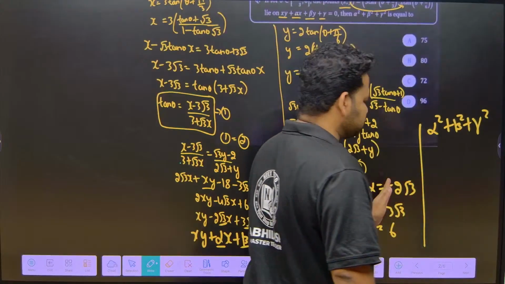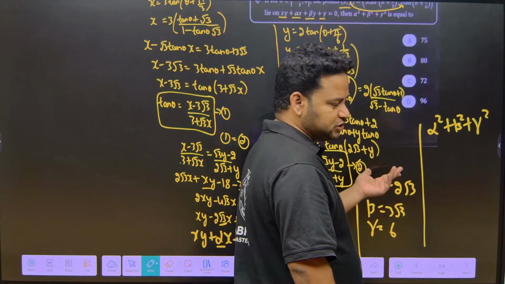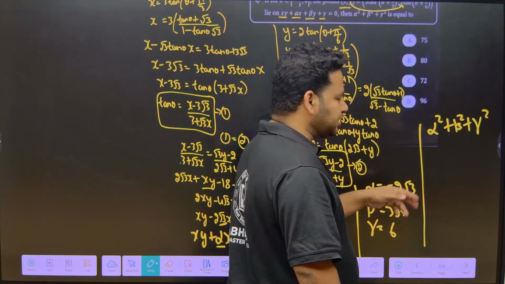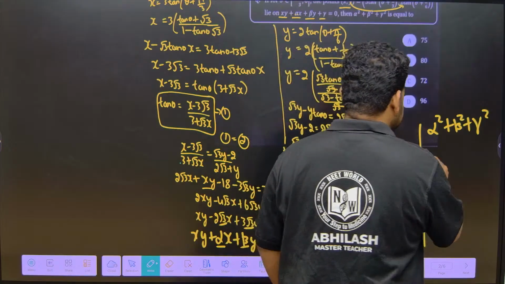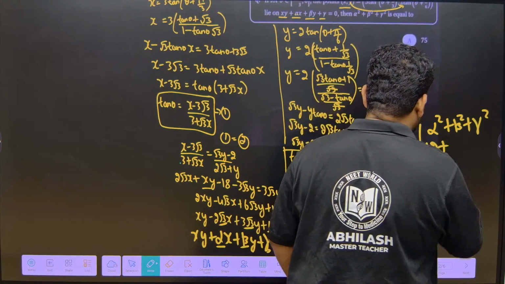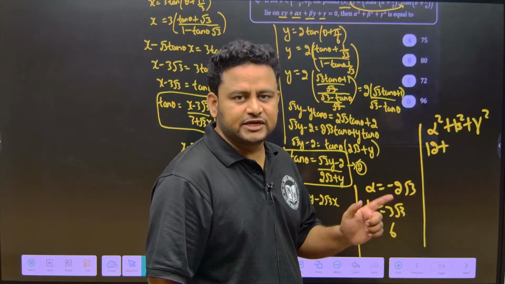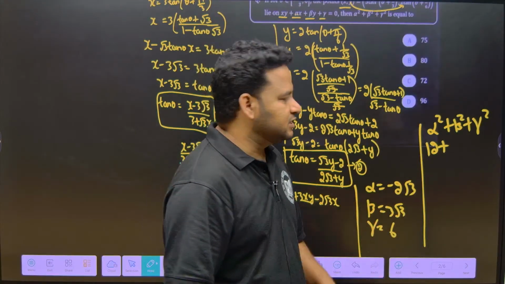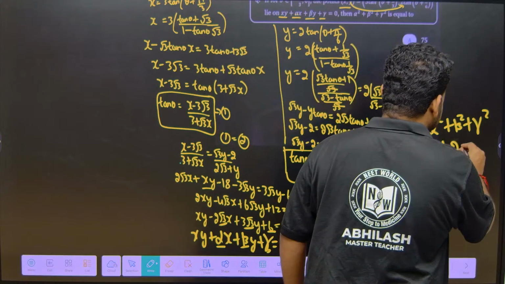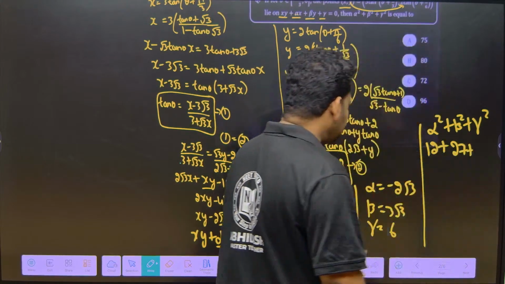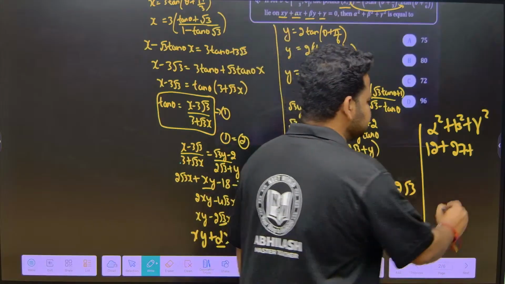So 2 root 3 means 2 into 2 is 4. Minus will become positive because of squaring. Root 3 into root 3 is 3. So 4 into 3 is 12. Plus beta square. Beta square means 3 root 3 whole square. That is 3 into 3 is 9. Root 3 into root 3 is 3. So 9 into 3 is 27. 27 plus gamma square is 6 square, that is 36.